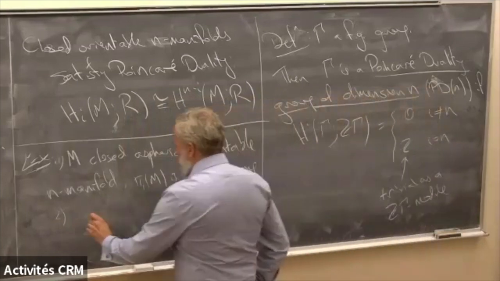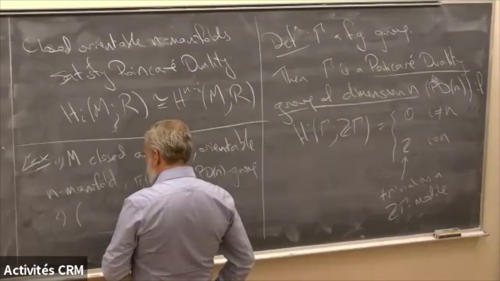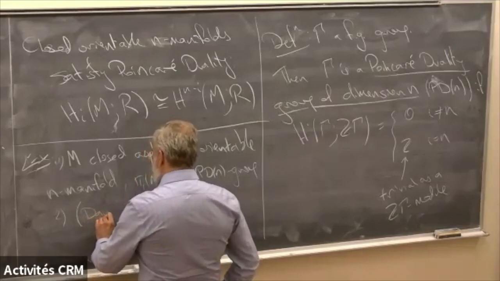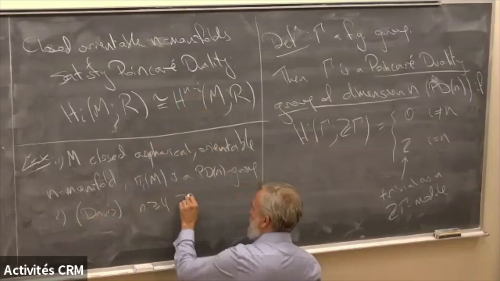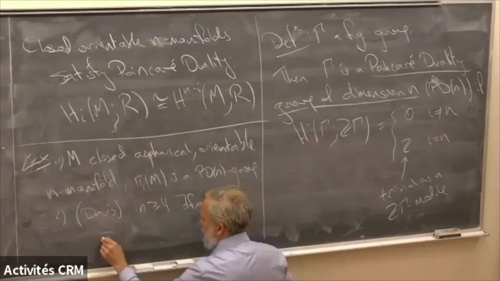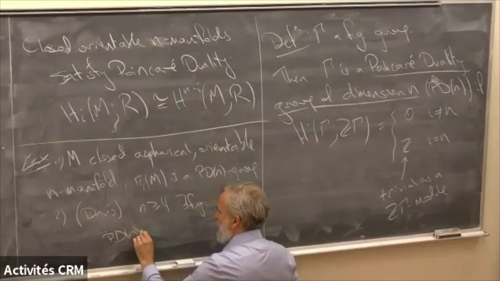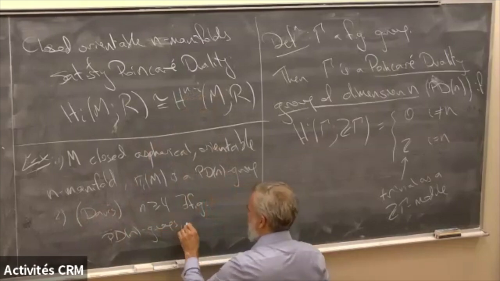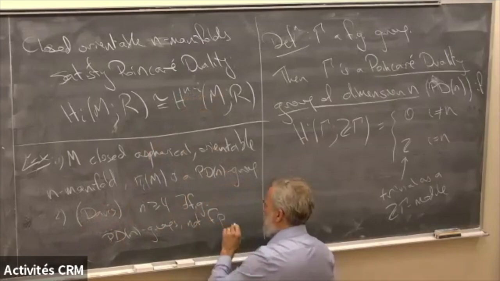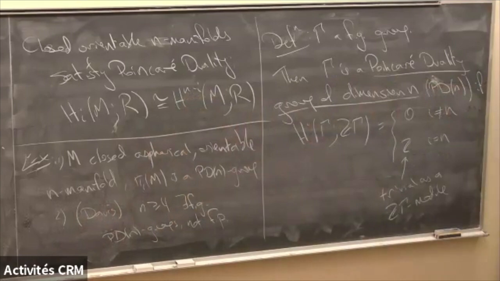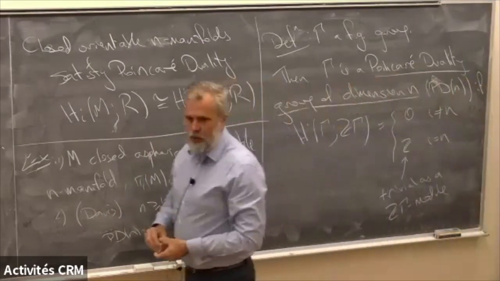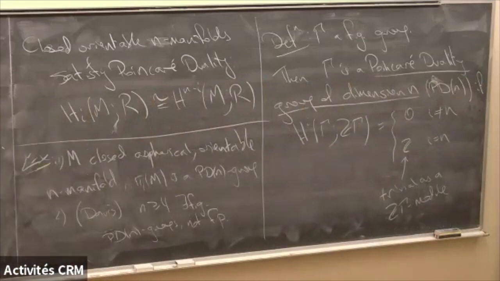So there are examples, and I won't describe these, due to Davis. For n greater than or equal to 4, there exist finitely generated PDn groups that are not finitely presented. And since they're not finitely presented, they can't be the fundamental groups of closed orientable aspherical manifolds. And that's it, basically. We've basically exhausted the known examples of PDn groups.